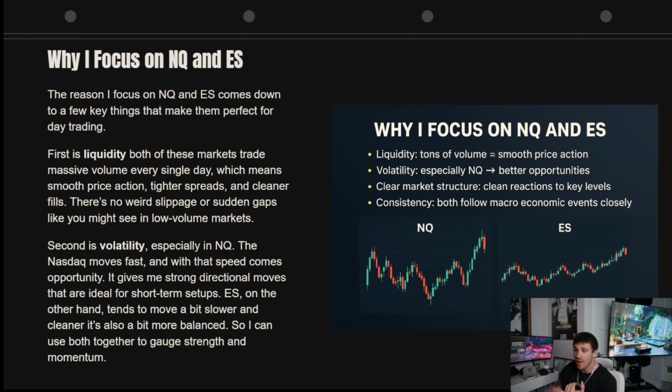So again, we have the volatility, and it gives me strong directional moves that are ideal for short-term setups because we're trading, like I said, the New York session. I only trade that session. ES, on the other hand, tends to move a bit slower and cleaner, and it's also a bit more balanced. So I can use both together to gauge the strength and momentum.